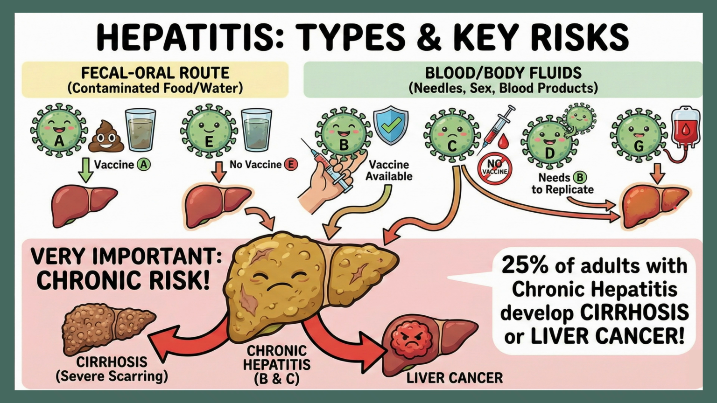Common signs include abdominal pain, skin itching or pruritus, jaundice, malaise, fever, nausea, and vomiting. When we look at lab results, we'll see some key abnormalities: elevated AST and ALT, which are liver enzymes, elevated bilirubin, elevated serum ammonia, and decreased albumin.